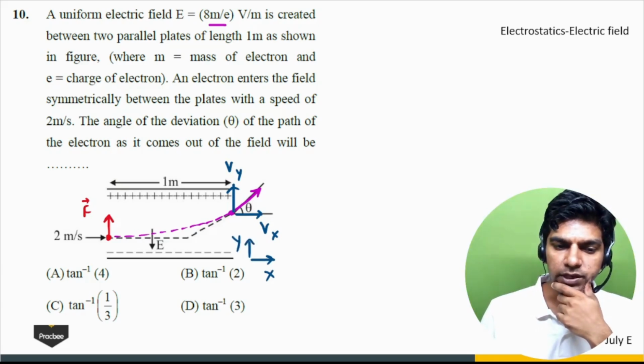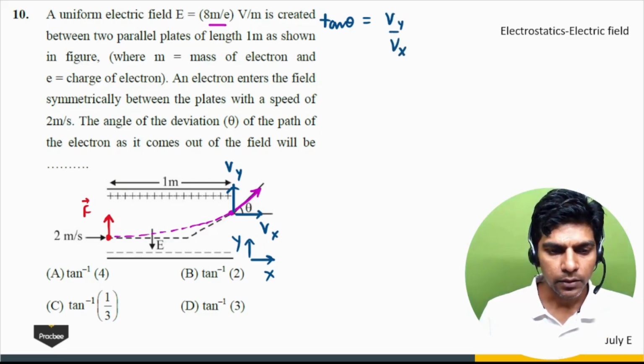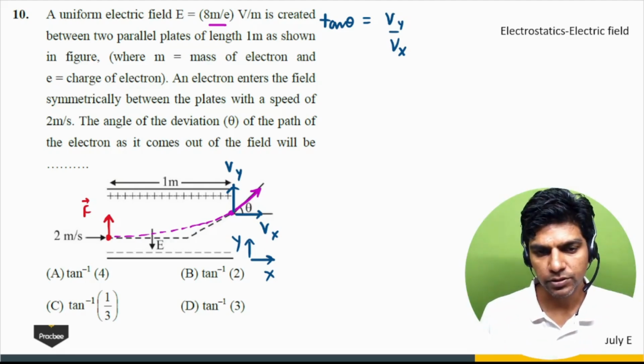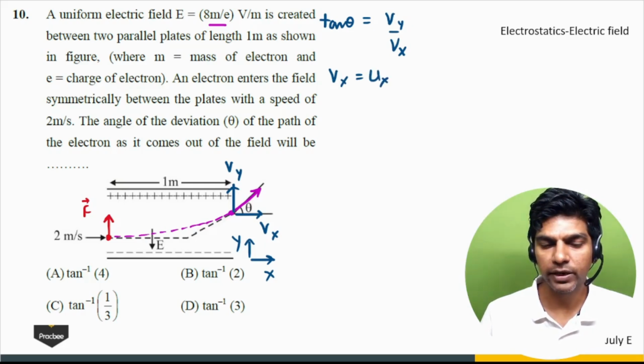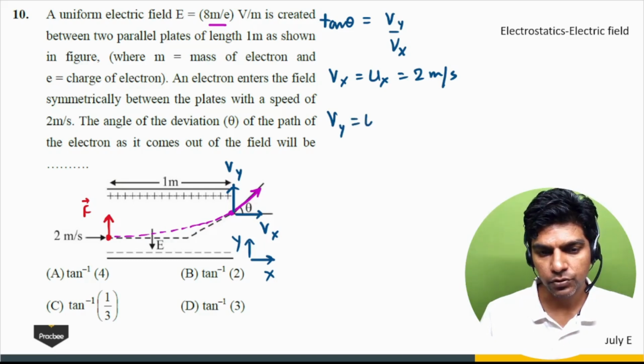So we have to find theta, and tan theta can be given as Vy by Vx. So let us find Vy and Vx. Since there is no acceleration in the horizontal direction, Vx is nothing but ux, that is the velocity just before entering the plates. So it is nothing but 2 meters per second. In order to find Vy, we can use Vy equals uy plus ayt.